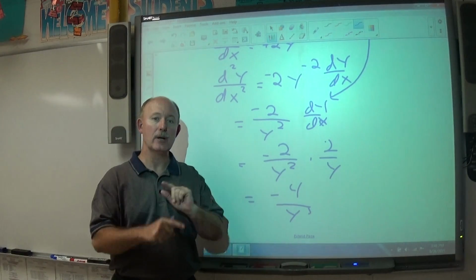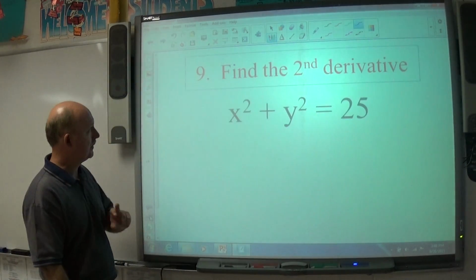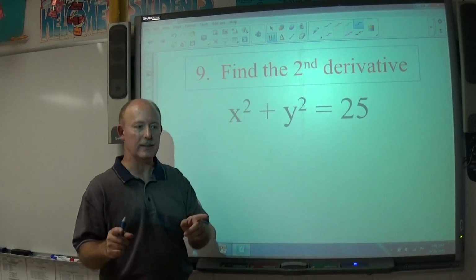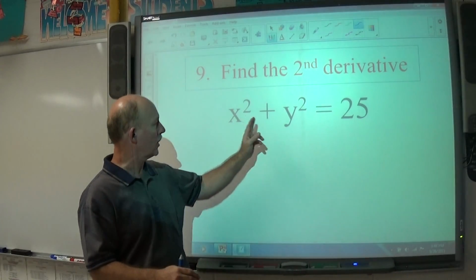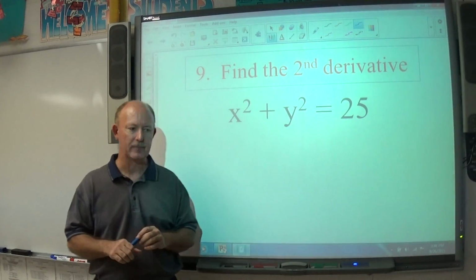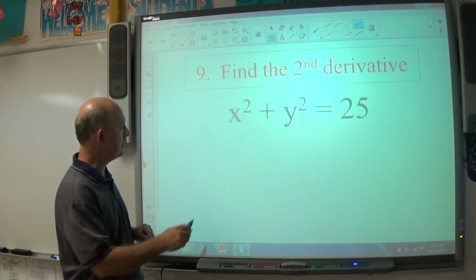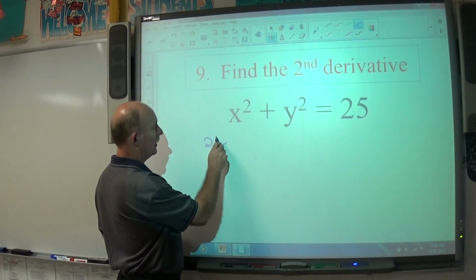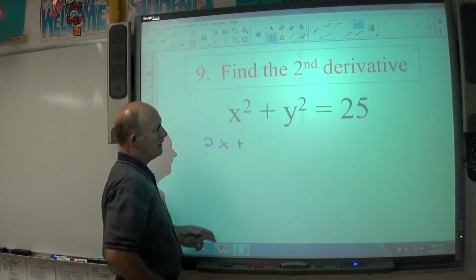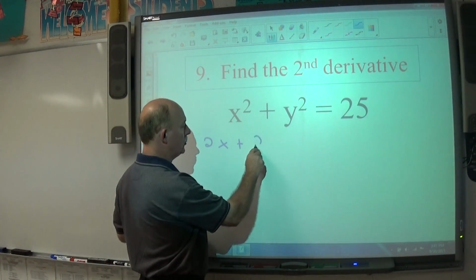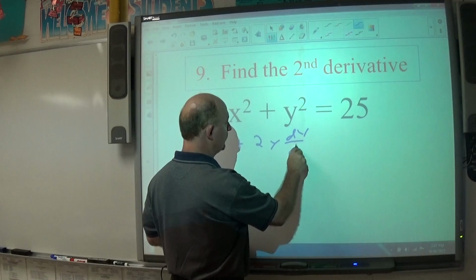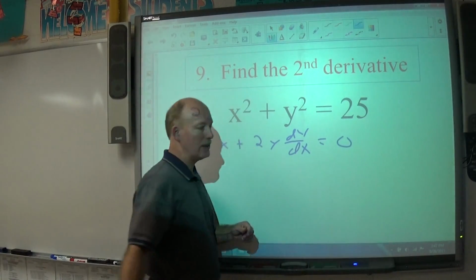Now let's try another example using implicit differentiation. Let's try a little circle: x squared plus y squared equals 25. Again, let's see what the second derivative here would be. Now let's take the derivative of each term. The derivative of x squared is 2x, plus the derivative of y squared, which would be 2y times dy over dx, and the derivative of 25 is 0.